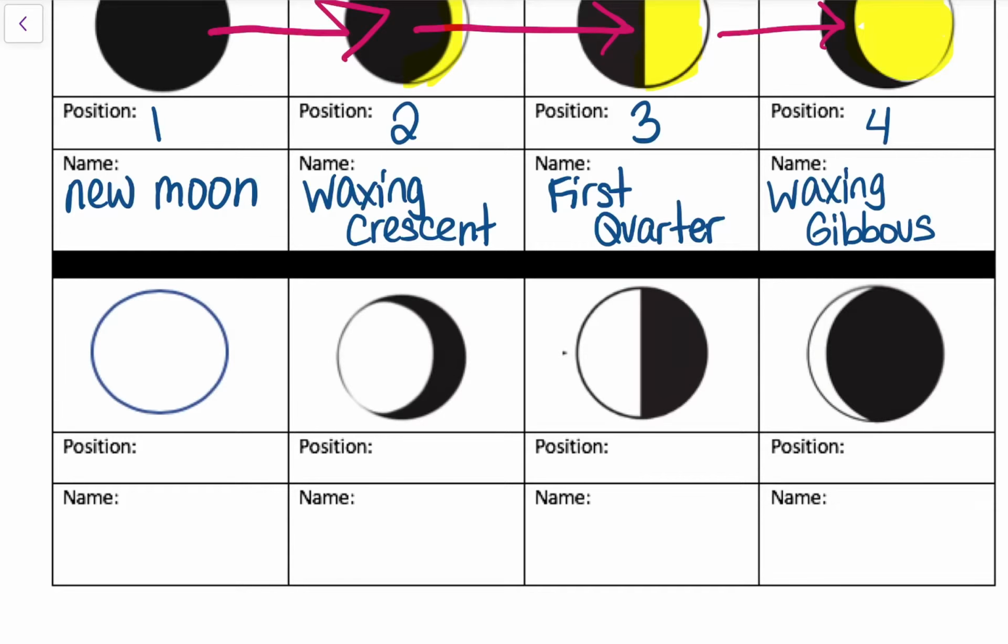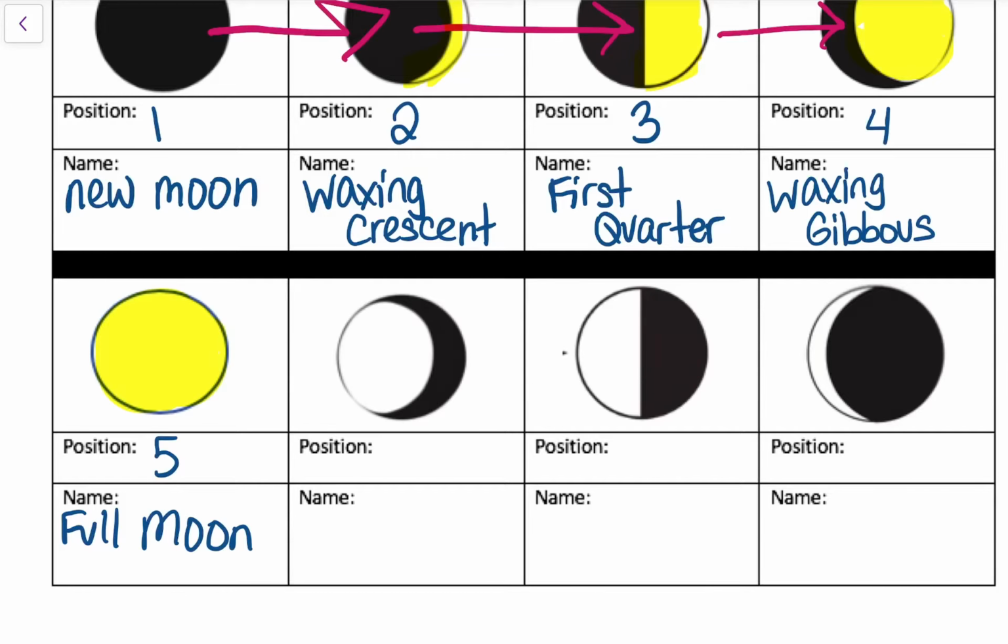We call this a full moon, and this is position 5 in the next row. In a full moon, the entire moon is lit up in the sky. We see the entire moon. Now that we had a full moon, no more of the moon can be lit up, and so it's time for the light to start going away.